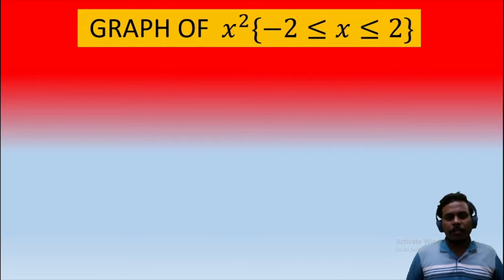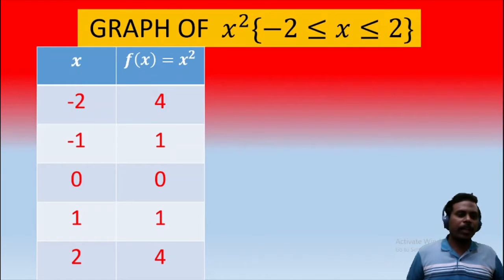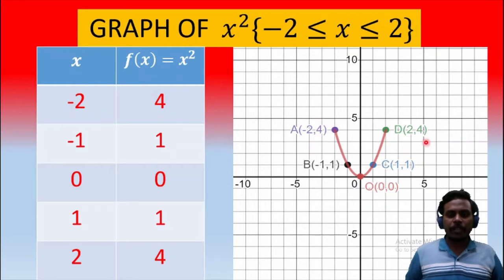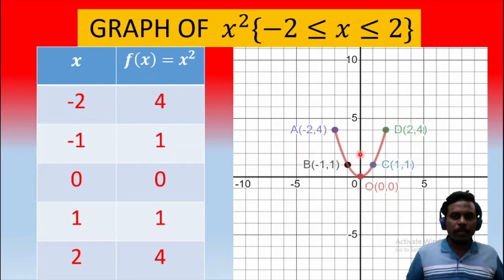Whenever somebody asks you how to draw a graph of x square, what will you do? Usually you will tabulate the values. Here I have taken x values in one column and f of x values in the other column. I have taken these values minus 2, minus 1, 0, 1, 2, and accordingly I have calculated f of x values also. Now, after computing these two, I'll take x comma f of x as a point and join them. If I do that, this is the graph I am going to get. This is the graph of x square if x lies between minus 2 and 2.